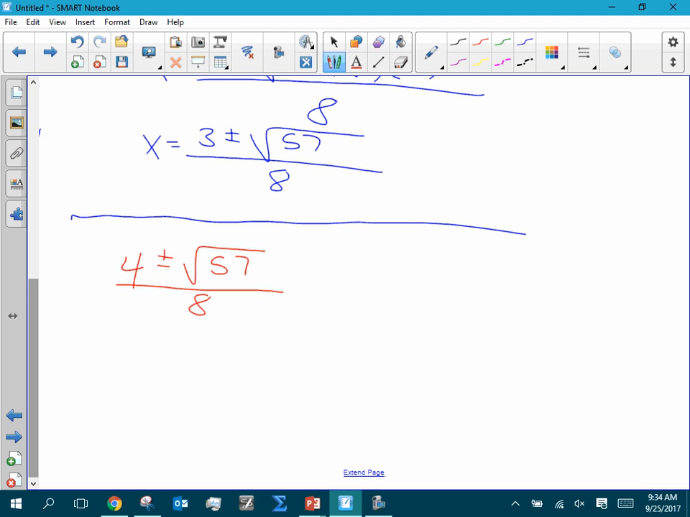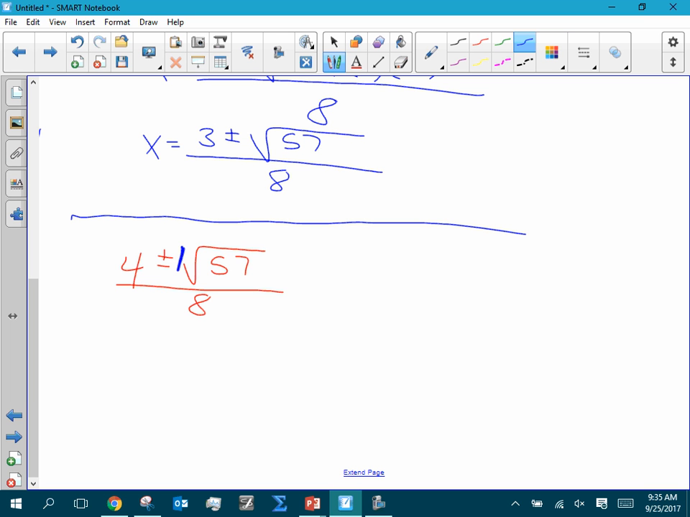What I want you guys to realize is that there is some cancellation that can happen between that 4 and the 8, right? But is there any cancellation that can happen between that 1 and the 8? No. You get a lot of people who just want to cancel the 4 and the 8 and make it 1 plus or minus radical 57 over 2. You can't do that. And here's the reason.